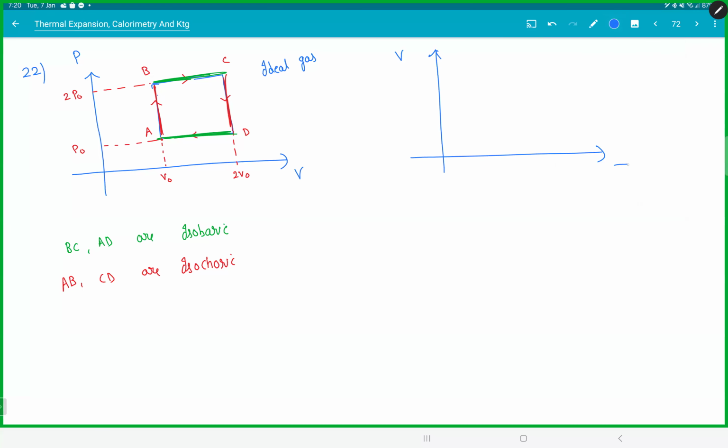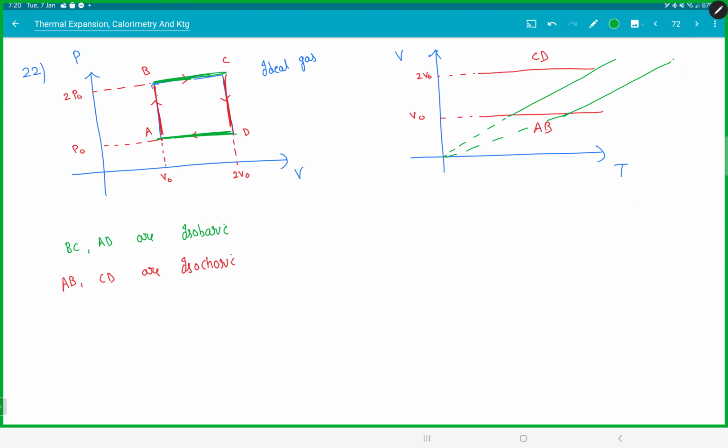We are drawing the VT graph. So isochoric, the red lines will look like this. Isochoric. Who has more volume? CD. So this upper line is CD. This line is AB. This is 2V0 and this is V0. We know isobaric will pass through the origin.